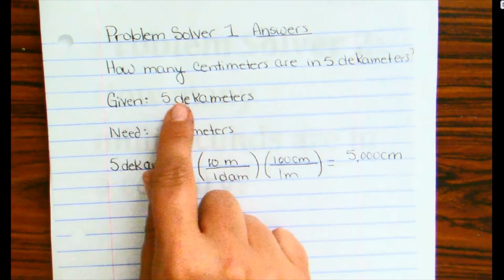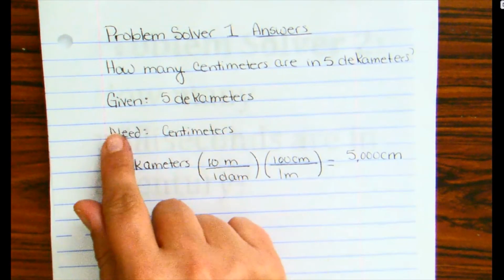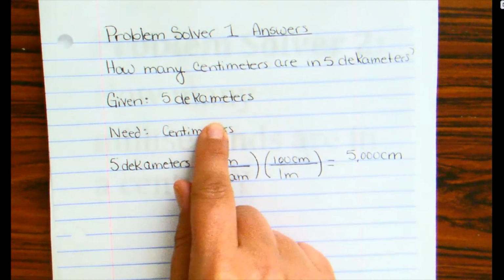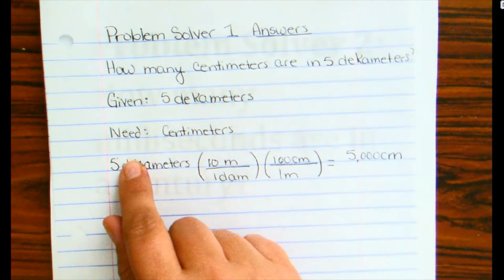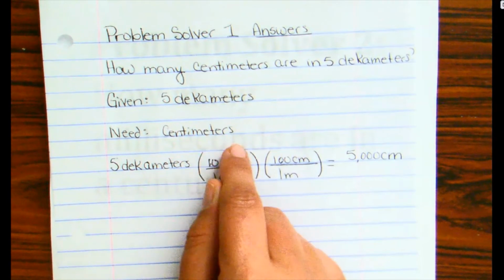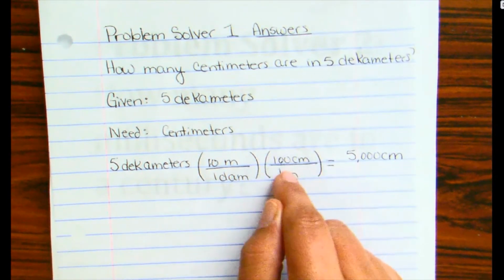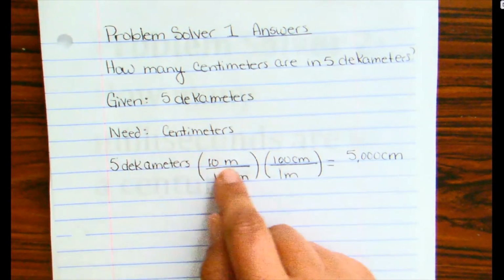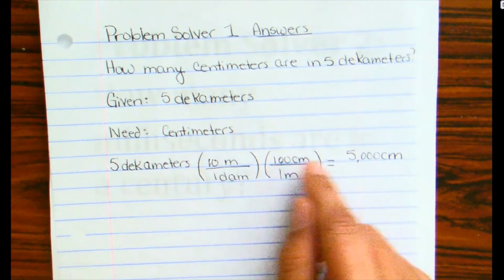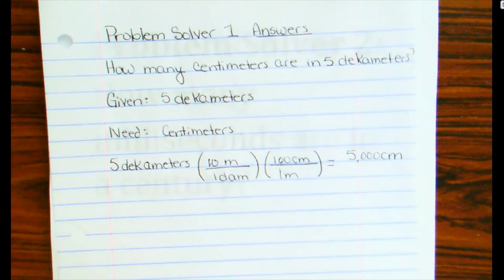You are given 5 decameters. You need centimeters. So you put your decameters over here, and you know for every 1 decameter, it's 10 meters, and for every 1 meter, it's 100 centimeters. Look, you're canceling the units, so you end up with 5,000 centimeters.